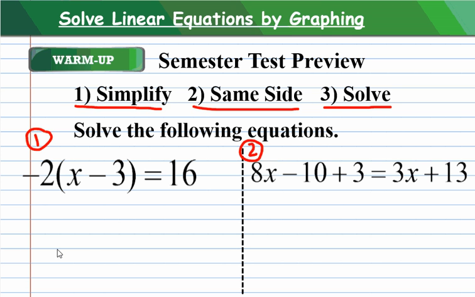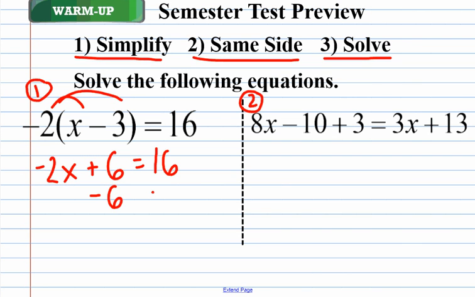Okay, here we go. Simplify usually meant distribute or combine like terms that are already on the same side. On the first one, distribution, you'd be distributing the -2. So you get -2x, negative times a negative makes a +6 equals 16. Then you subtract 6 from both sides because you're done with simplify. Now you need to do same side. Get all your variables to one side, get your numbers to one side because you have variable, number, number. Your numbers are not on the same side yet, so get rid of your numbers.